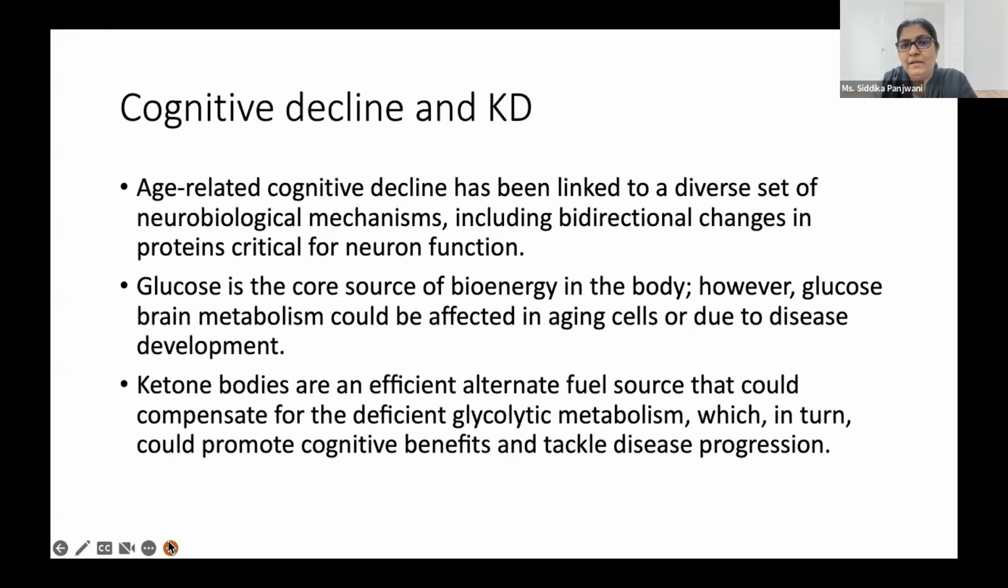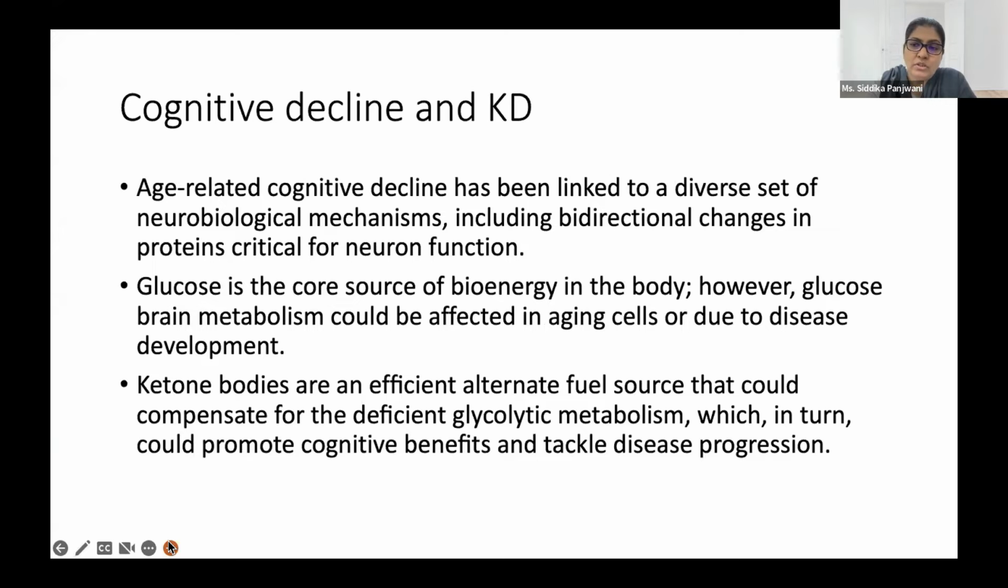How does KD, or ketogenic diet, play a role in cognitive decline? So the first article that I'm going to present will explain the neurobiological mechanisms. The second one will focus on epilepsy, and the third one will focus on dementias. So the whole premise is that glucose is our core source of energy.